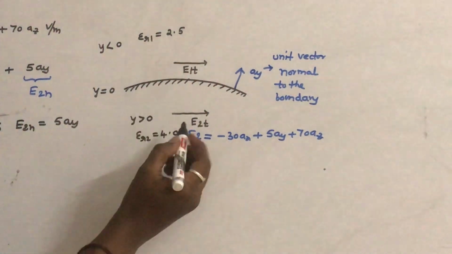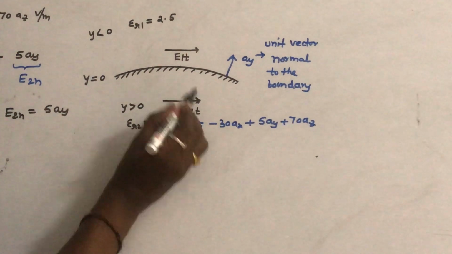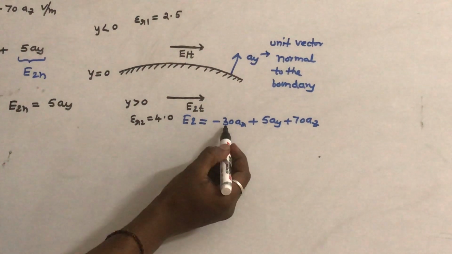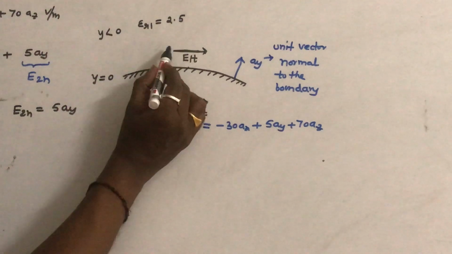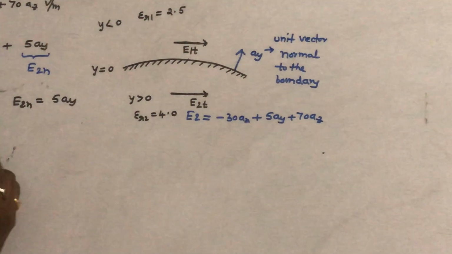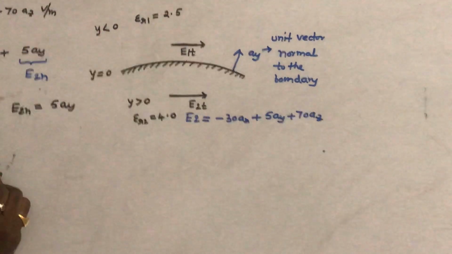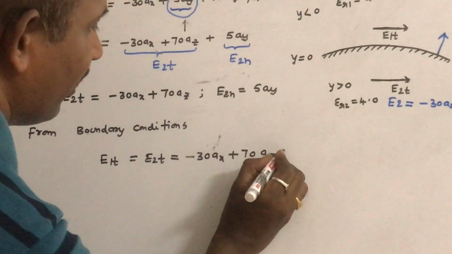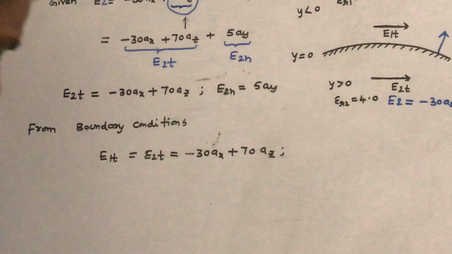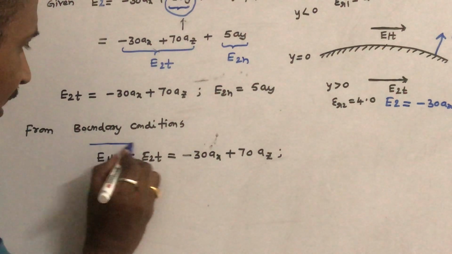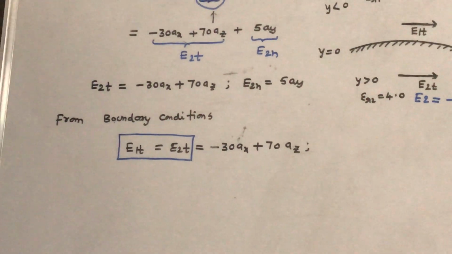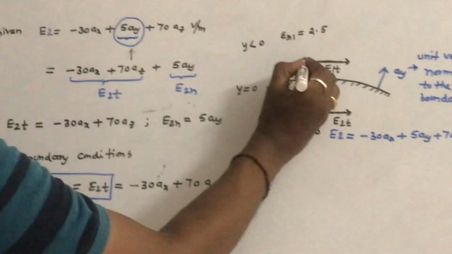What is the boundary condition? The tangential component in this medium and the tangential component in the other medium are the same. The tangential component in medium 2 is minus 30 ax plus 70 az. Therefore the tangential component E1t in medium 1 is also minus 30 ax plus 70 az. This is the first boundary condition: the tangential components are the same across the boundary. From this we find E1t.